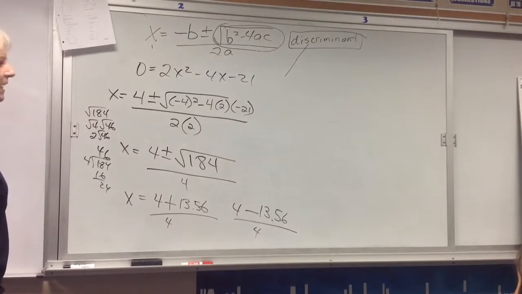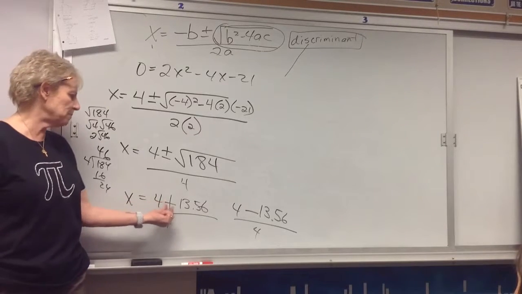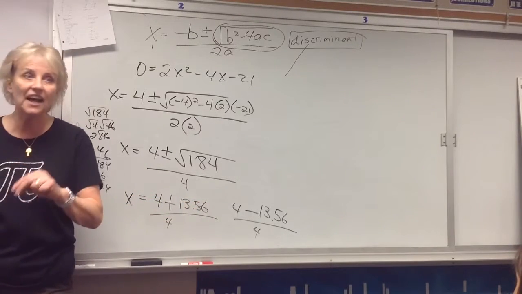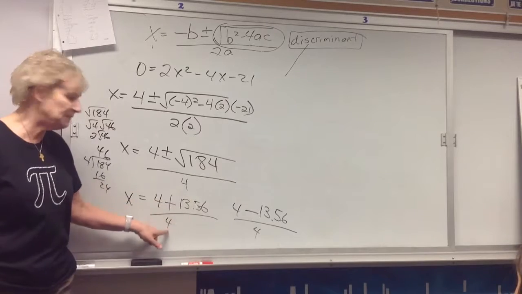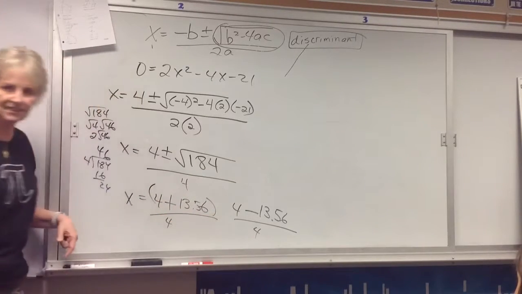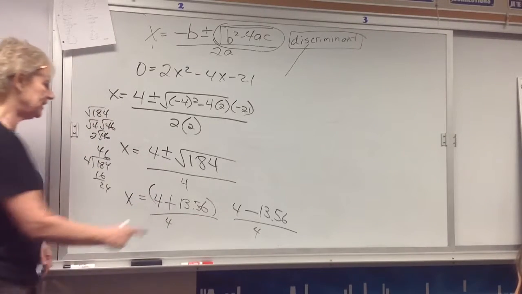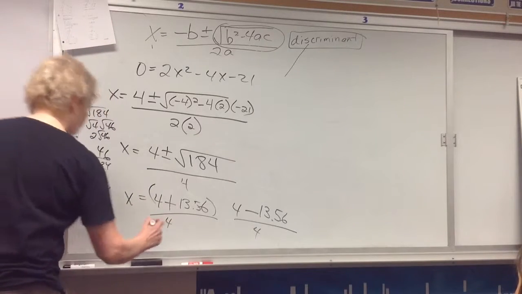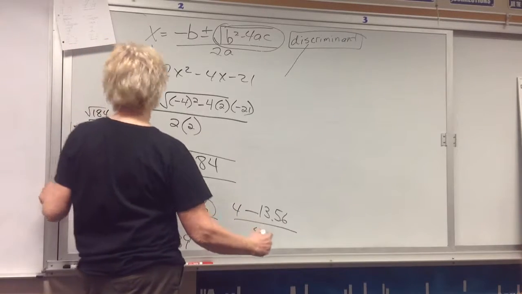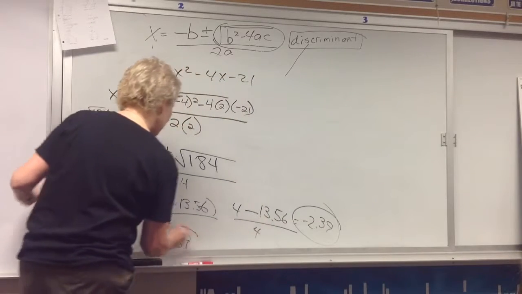I just want to make sure you know how to use your calculators. If you put in 4 plus 13.56 over 4, your calculator does not know you have a fraction. It will do the division first and then add 4. You don't want that. You want this in parentheses, or add, write it down, and then divide by 4. What do you get here? 4.39. And on the other one? Negative 2.39. That is where it crosses the x-axis.